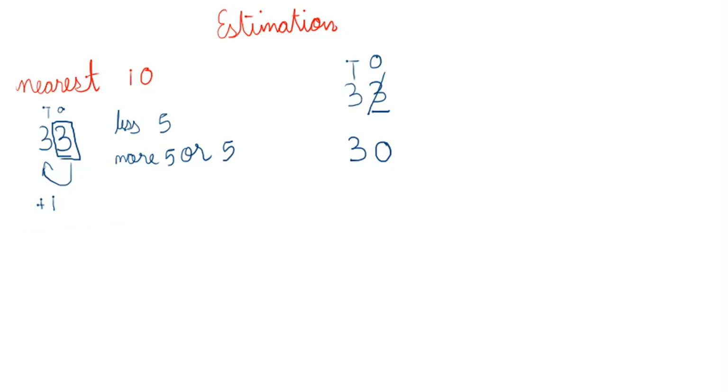We'll have a look at another example, 37. Here you can see that your ones place has the number 7. So 7 is greater than 5, right? So you will have to add 1 to your tens place. Your tens place will change to 4 now, and you will replace 7 by 0. So this is how you round off a given number to its nearest 10.